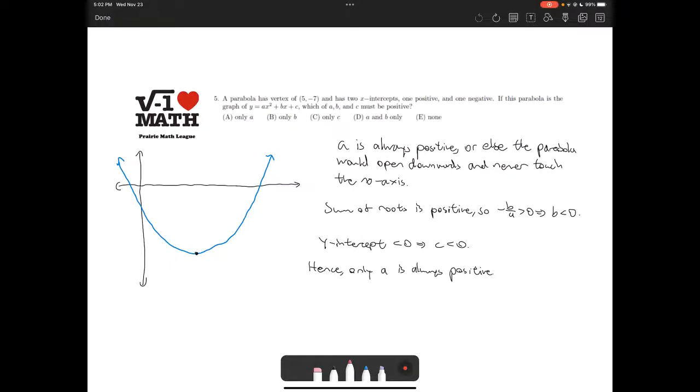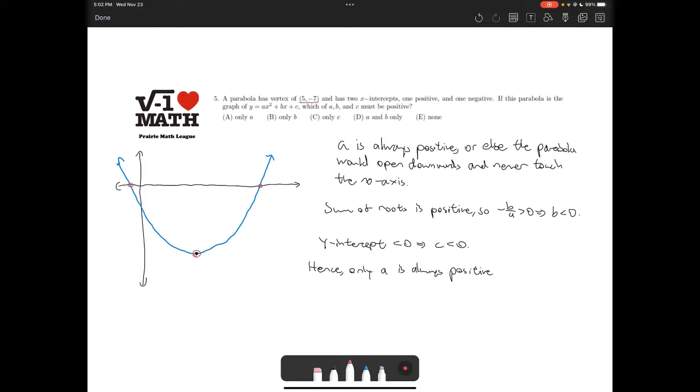Hello. Today I will show the solutions to Prairie Math League High School round number 122, problems 5 and 6. To start, we have a parabola with a vertex in the fourth quadrant, (5, -7), and two x-intercepts, one positive and one negative.